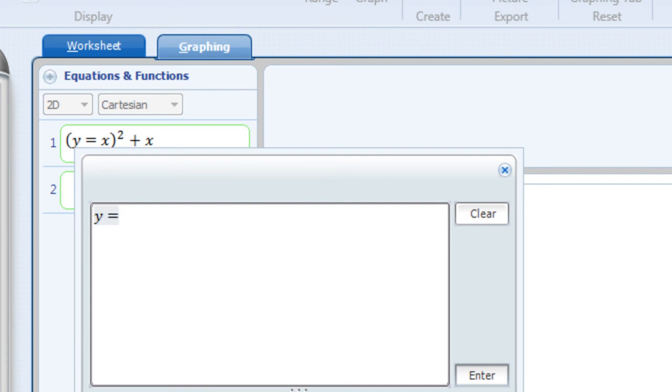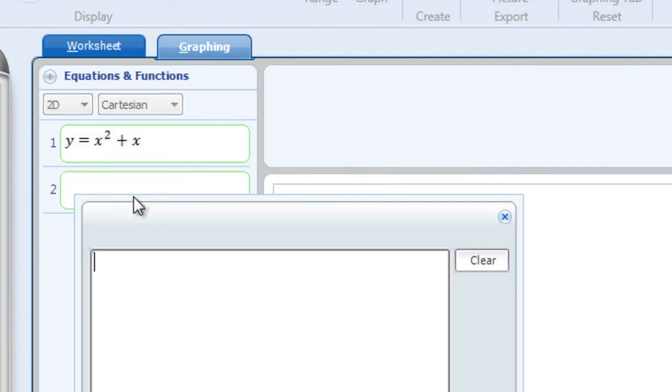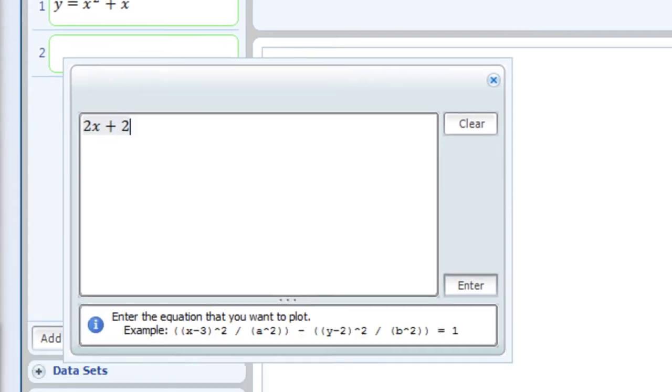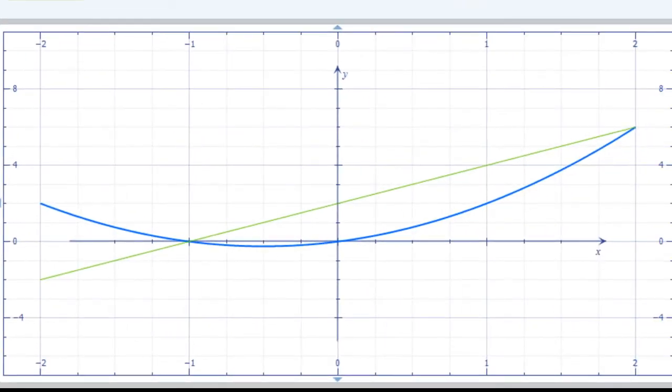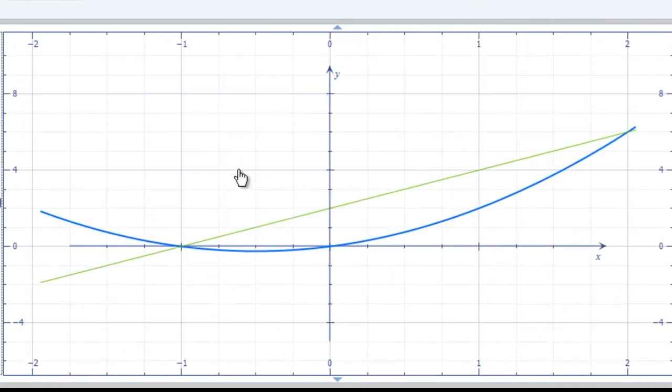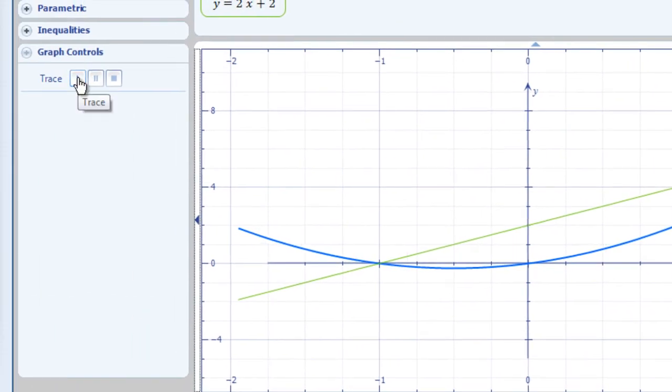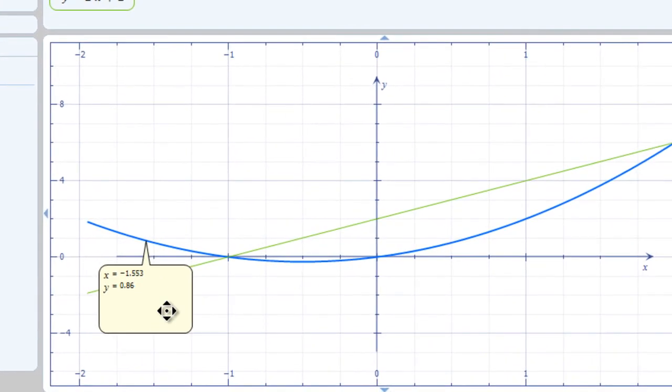So y equals x squared plus x, and just to highlight it doesn't matter, I'll put this one as just 2x plus 2. Now if we graph these two equations, you can see that in blue it shows us the parabola, which is a quadratic, and in green the linear function. Now the great thing about this is we can actually trace the points. So if we press this, we can drag it and do it manually.